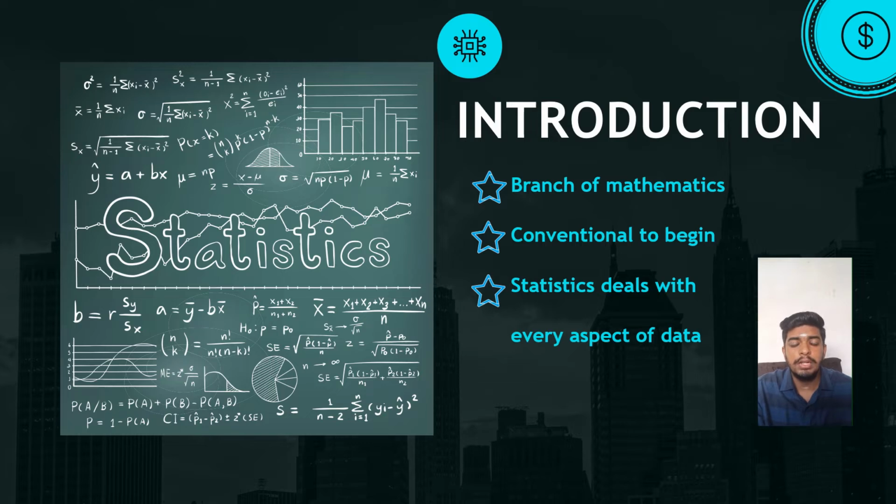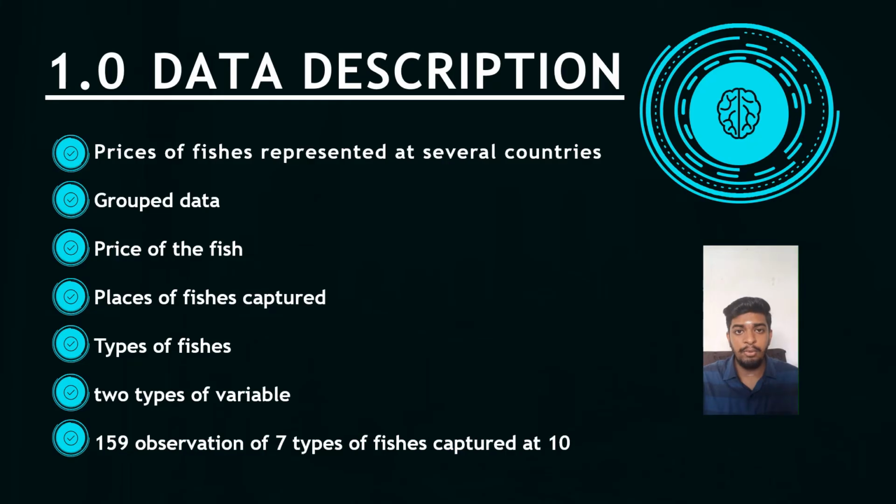I would like to begin our group presentation with the introduction. First of all, statistics is a branch of mathematics dealing with data collection, organization, analysis, interpretation, and presentation. Statistics deals with every aspect of data, including the planning of data collection in terms of the design of surveys and experiments. Thank you. Then I would like to continue with 1.0, which is data description.